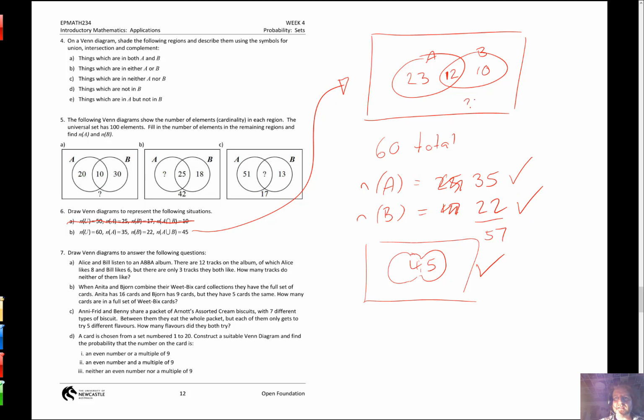Is there a number out here? Well, they're meant to total to 60. They don't at the moment, do they? They total to 45. As soon as it told us 45 there, we knew that had to be 15 out there. Now I've drawn a Venn diagram that satisfies everything it said. They add up to 60. There's 35 A's, there's 22 B's, and A union B is 45. Alright, hope that helps. Enjoy.